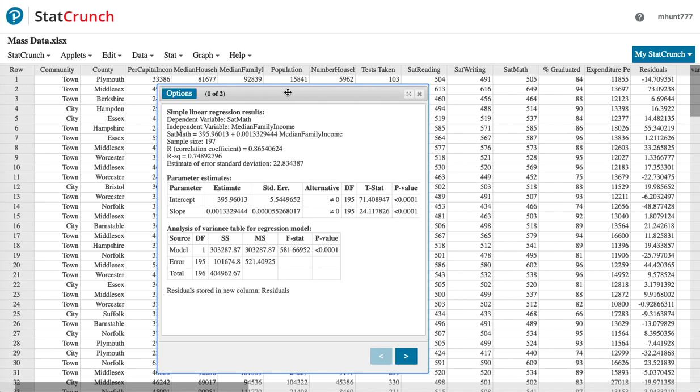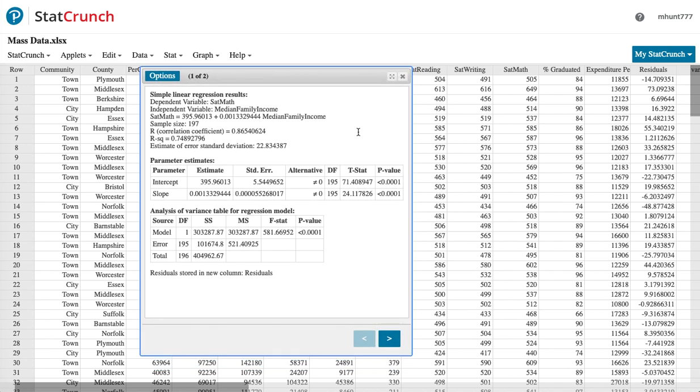So if I slide this output aside, what is really important, of course, is the regression equation. And here is the regression equation, which you can eventually copy and paste into your assignment document. And here is the correlation coefficient, which is 0.865, and here is the R squared, which is 0.748.